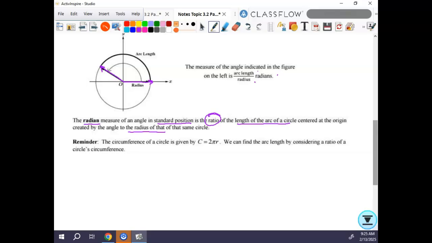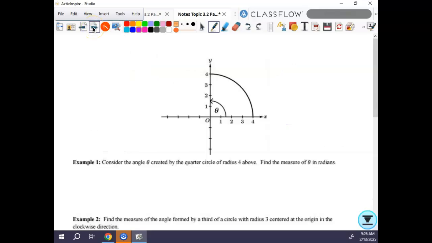What you have to know is the circumference of a circle is 2 pi r, and then we can find the arc length considering the ratio of the circle's circumference. So I can find the whole thing. If I only need half of it, I take half the circumference. That's my arc length, okay? So it's all related to arc length. That's why you talk about it first in geometry, okay?